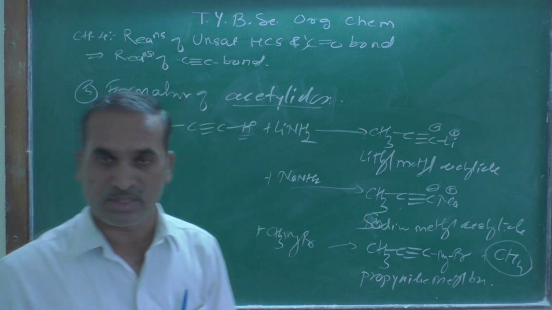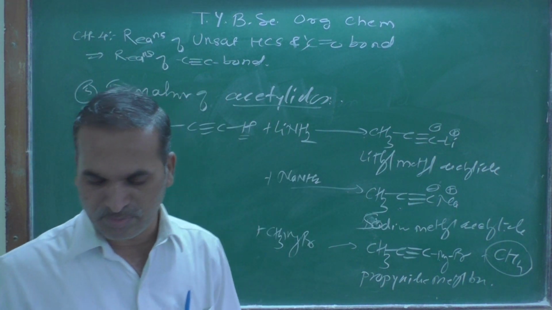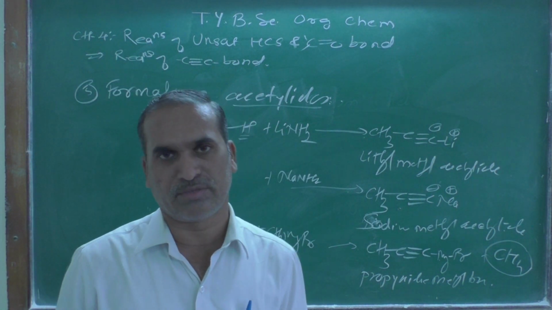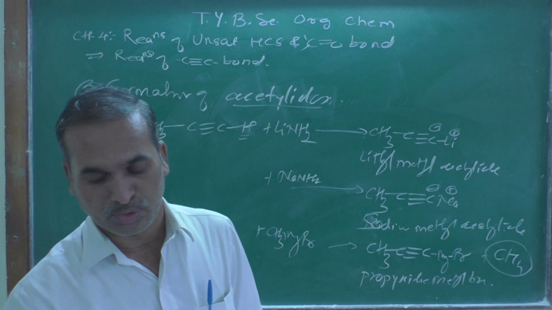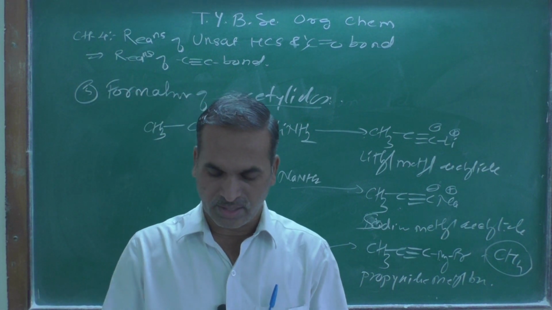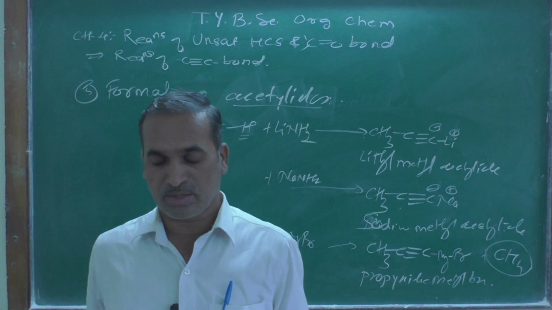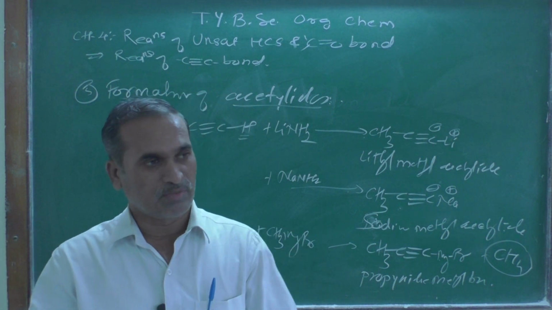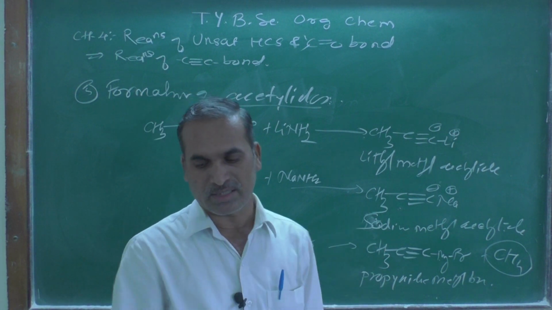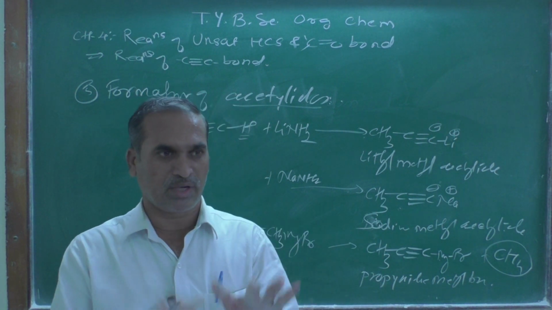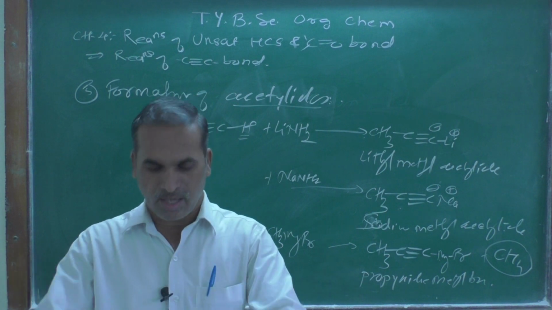So these are some of the general reactions we have seen here. Tomorrow we will see the mechanism of electrophilic addition to the carbon-carbon triple bond, and with the help of that we will discuss all these main 5 reactions regarding the carbon-carbon triple bond.